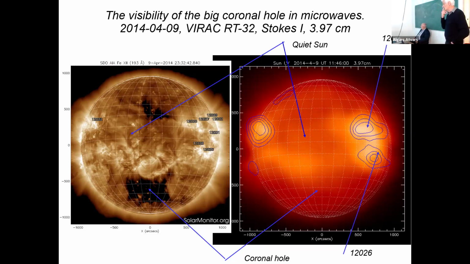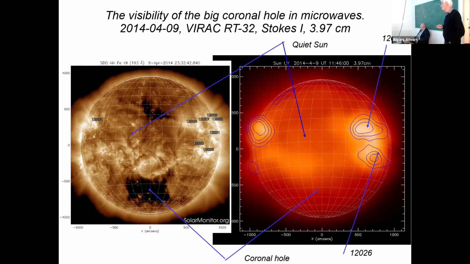Actually, it is a problem. There are some works about brightness temperatures of the quiet sun, but it is a problem. If we have two-dimensional maps of the sun, it is possible. Another problem is the visibility of coronal holes in microwaves, because coronal holes are clearly seen in the ultraviolet.